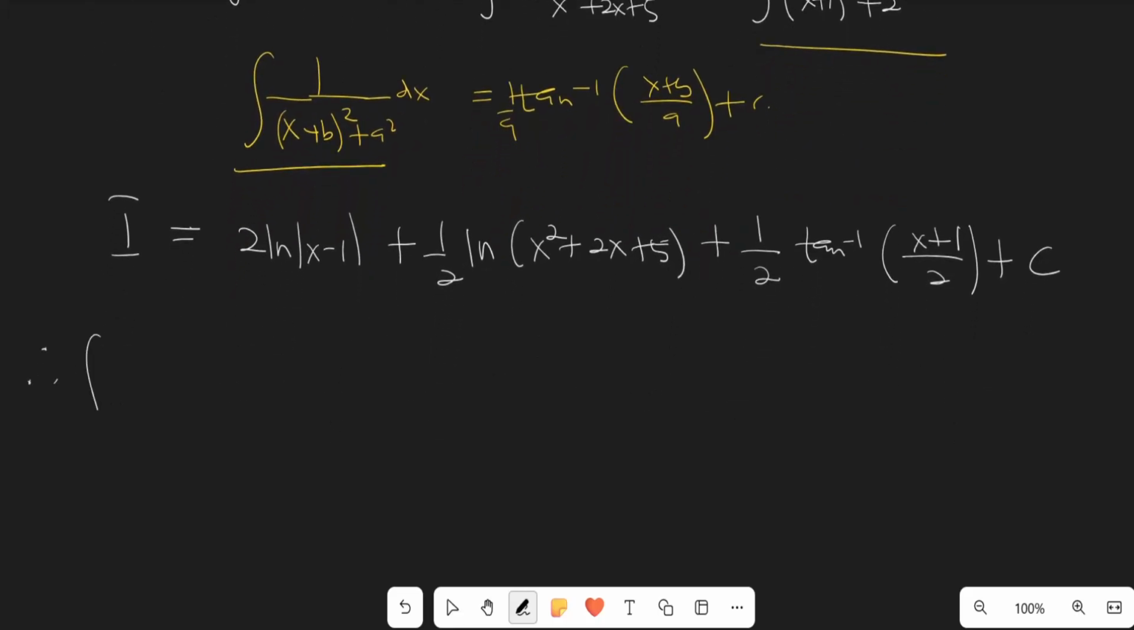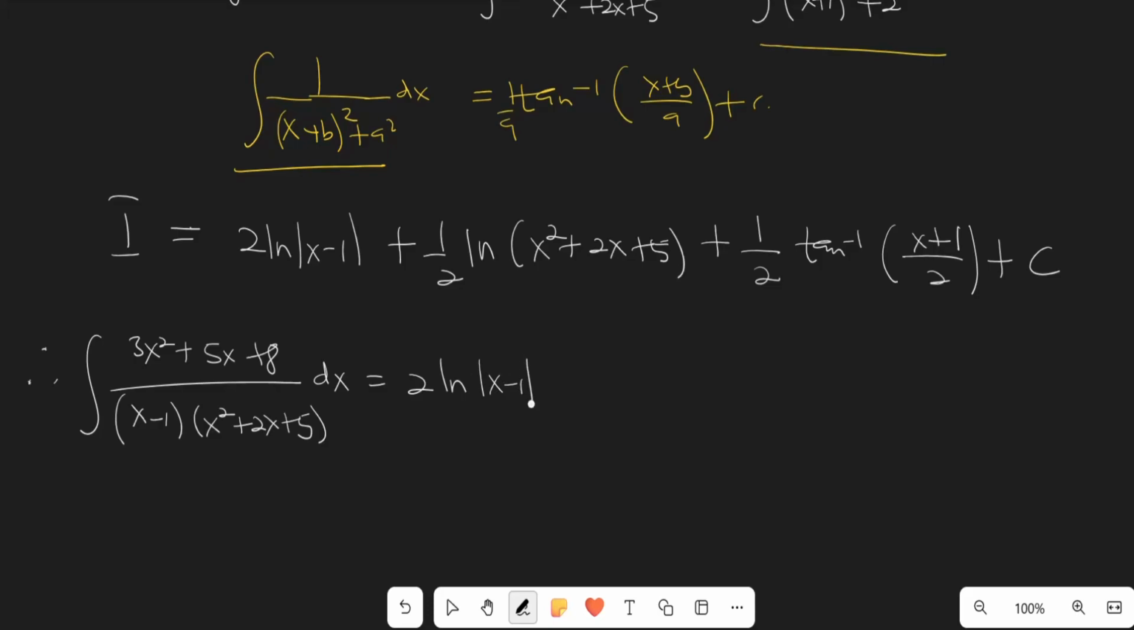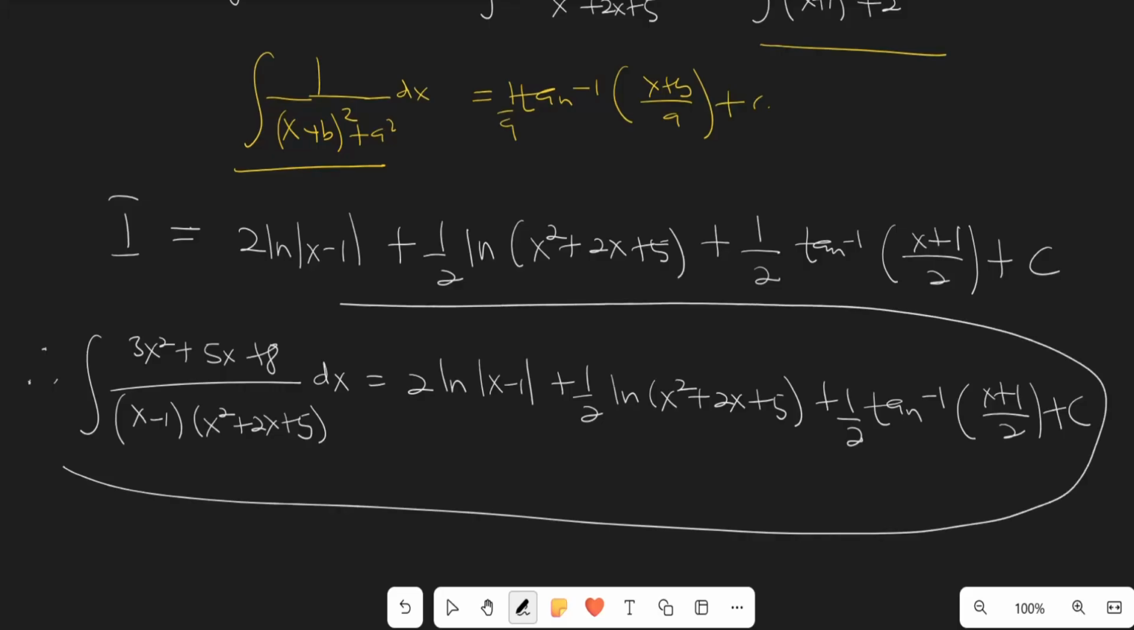Therefore, we integrate 3x squared plus 5x plus 8 divided by x minus 1 times x squared plus 2x plus 5, all this dx. This is equal to 2 ln of x minus 1 plus 1 half ln of x squared plus 2x plus 5 plus 1 half the tan inverse of x plus 1 all over 2 plus the constant of integration. So this is the value of our integral.